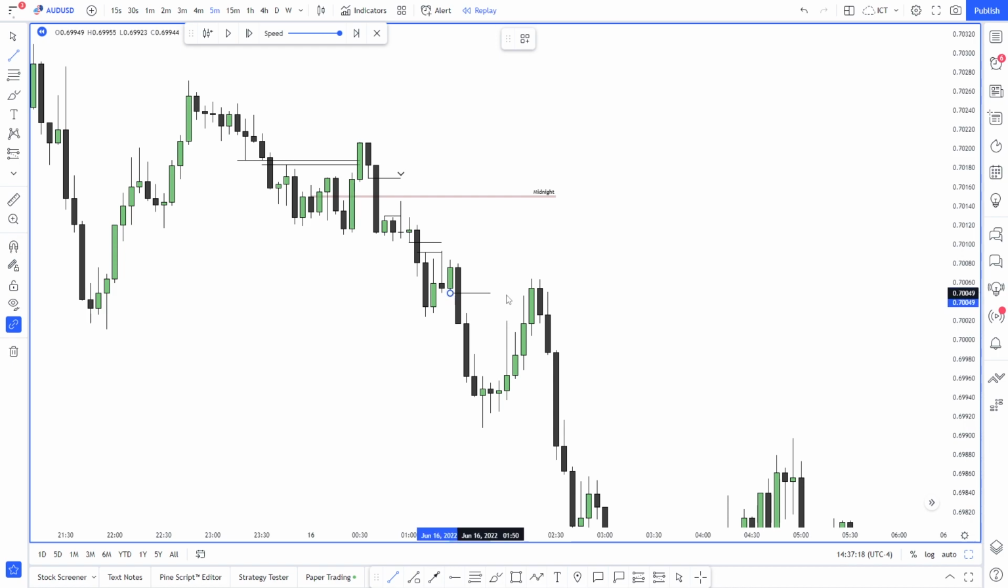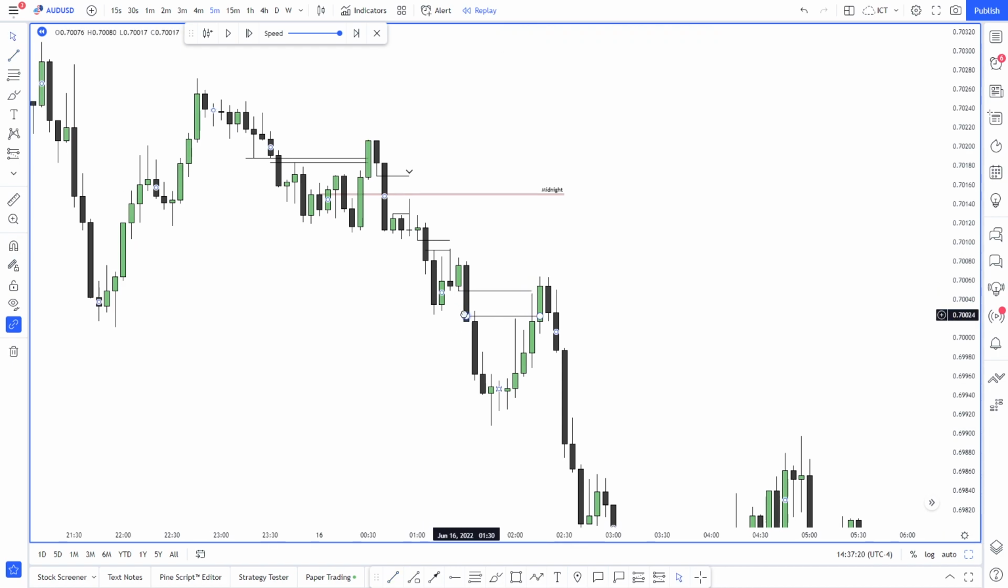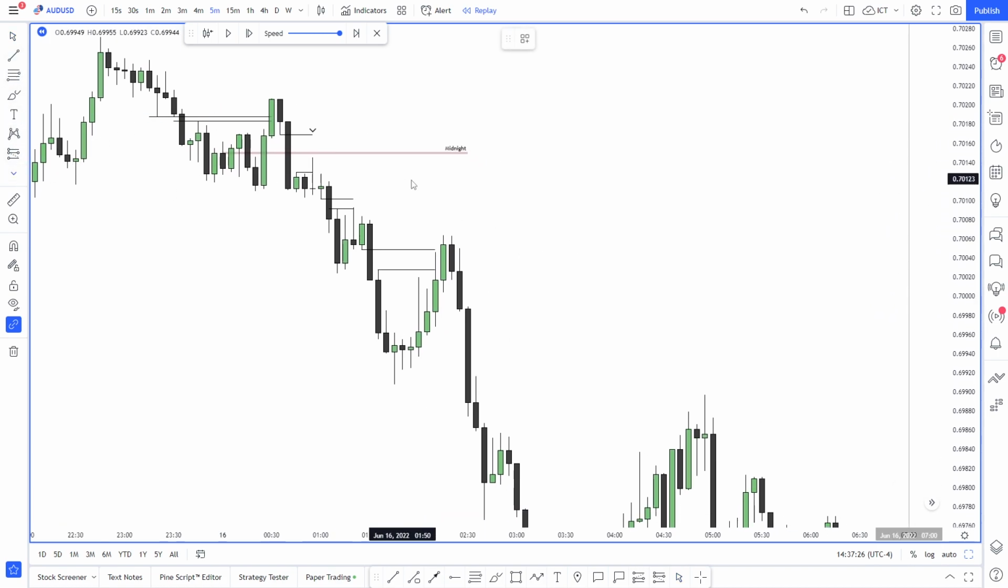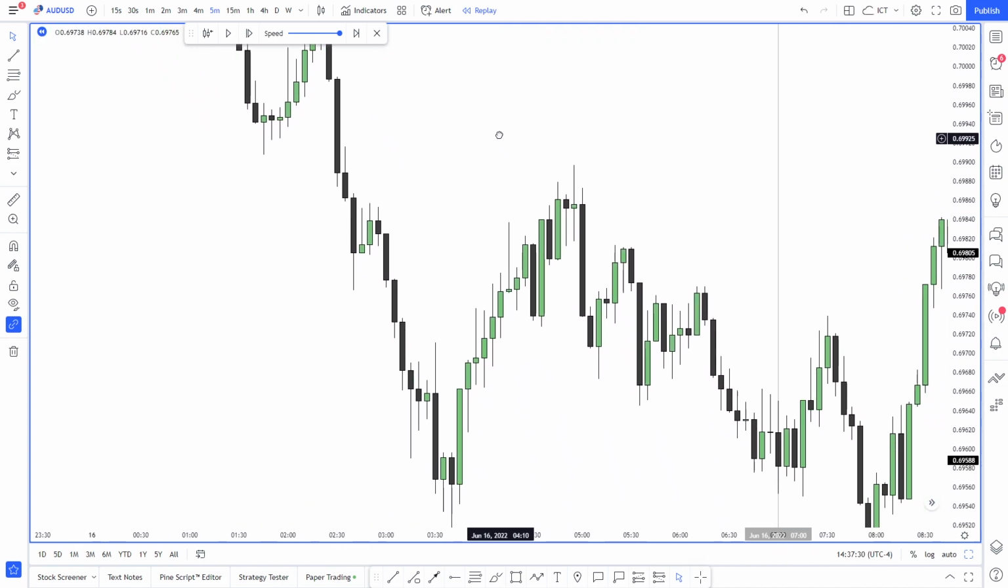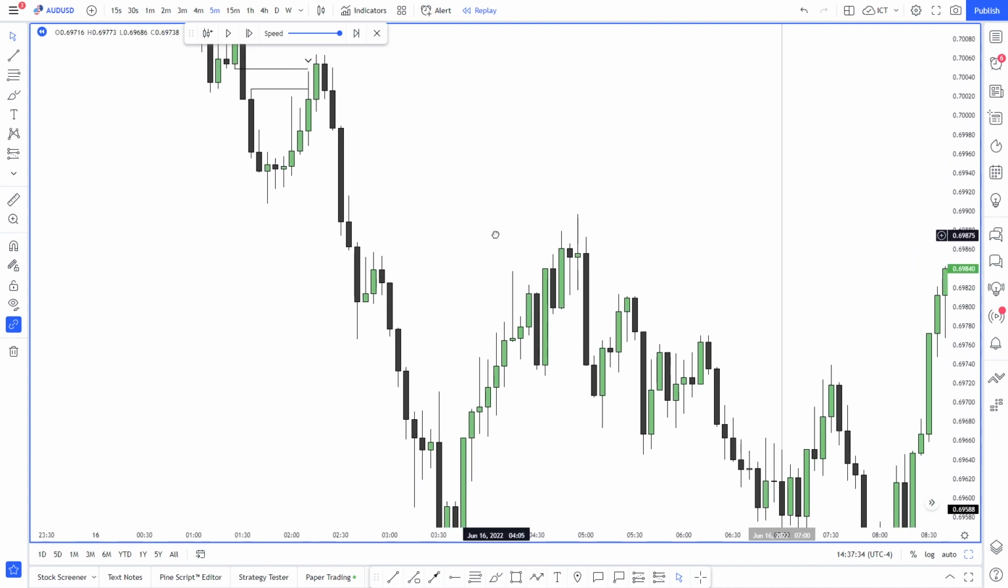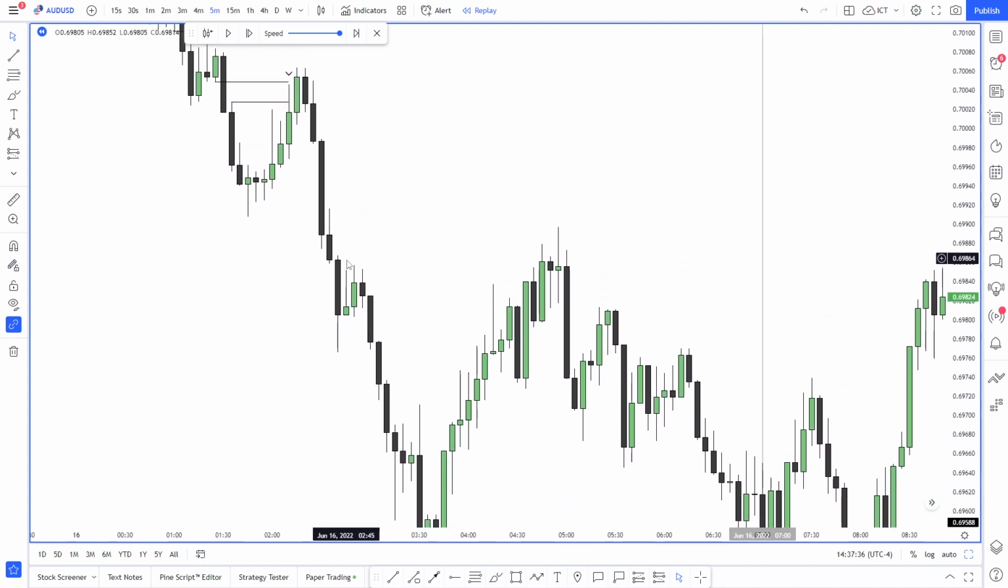Another one here. Could have tried to sell from this. Would have been approximately the same scenario, but of course the lower one would have had a much higher stop loss.